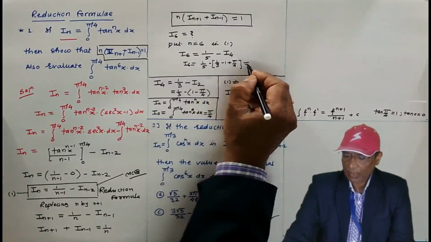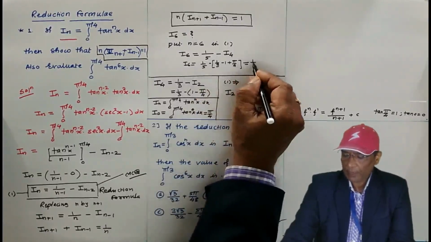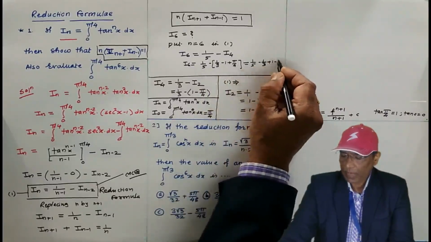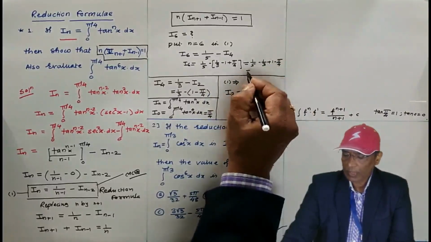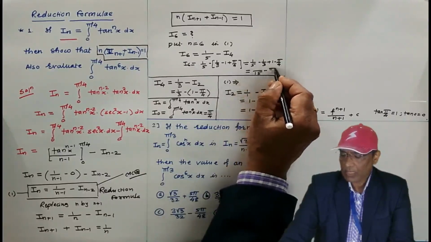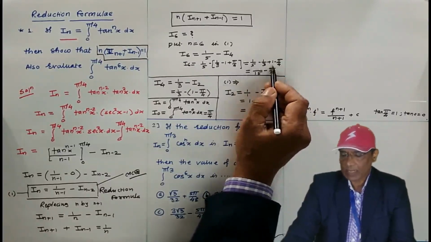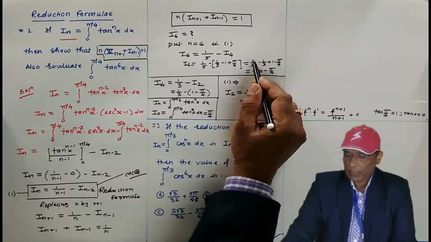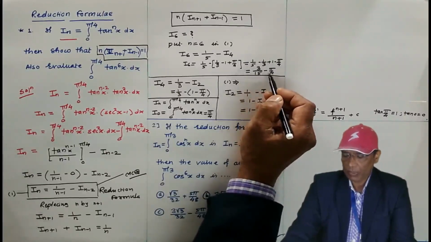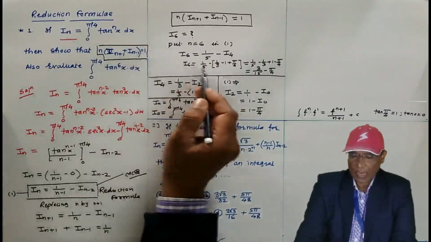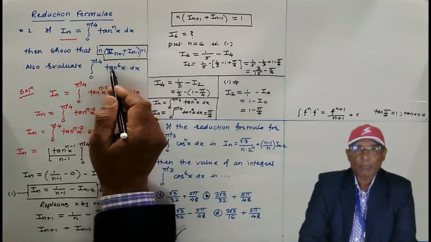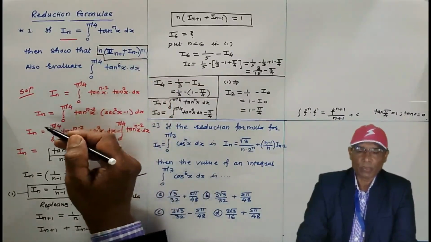Now try to simplify. This is 1 by 5 minus 1 by 3 plus 1 minus pi by 4. Now take 15 as the LCM, and minus pi by 4 is as it is. If I take 15 as the LCM, what will be there in the numerator? 3 minus 5 is minus 2. So minus 2 by 15 plus pi by 4 is the value of I6, and I6 is the integral from 0 to pi by 4 of tan raised to power 6. In this way, the value of I4 you can find out, the value of I2 you can find out, the value of I8 you can find out.